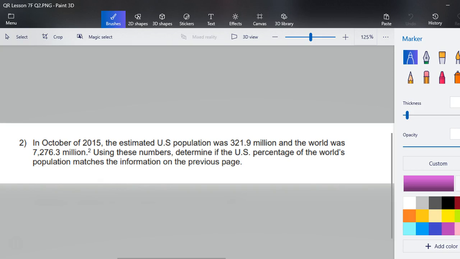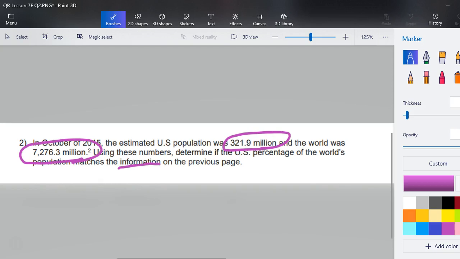We're going to start with question 2. If you had not hit pause and attempted number 2 by yourself, go ahead and do that. If you want to do questions 2 and 3, go ahead and do that, and then come back and we'll work these together. In October of 2015, the estimated United States population was 321.9 million, and the estimated population of the world was 7,276 and 3/10 million. Using these numbers, determine if the United States percentage of the world's population matches the information on the previous page.